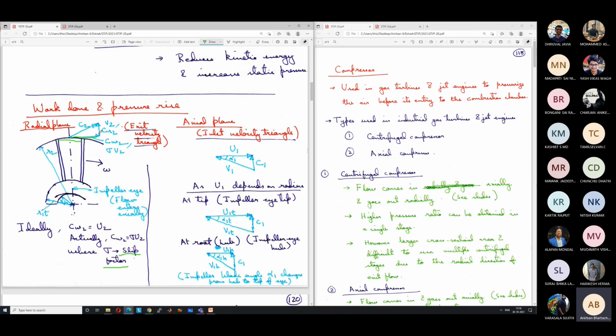Okay, and the radial component is the CR2, which is V2, which is along the direction of the blade. So C2 is the actual velocity. Okay, so this is at the outlet.